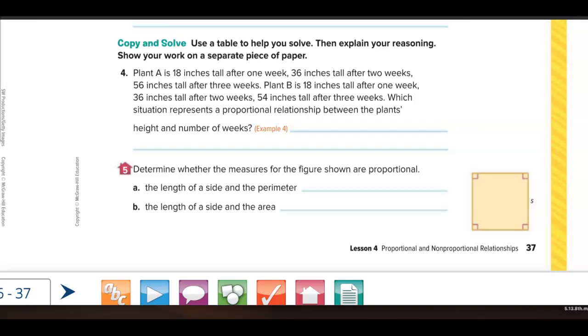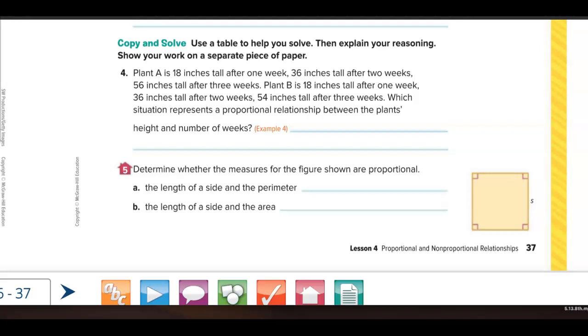Plant A is 18 inches tall after 1 week, 36 inches tall after 2 weeks, 56 inches tall after 3 weeks. Plant B is 18 inches tall after 1 week, 36 after 2, and 54 after 3. Which situation represents a proportional?